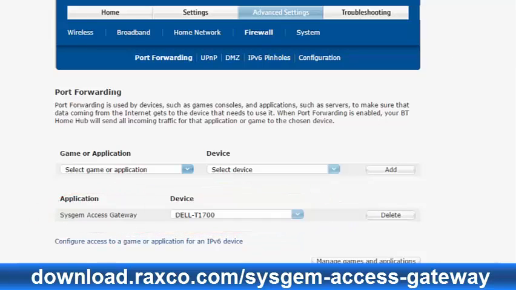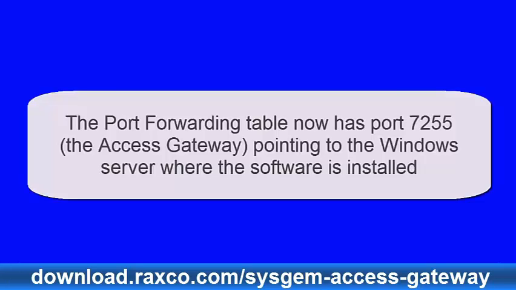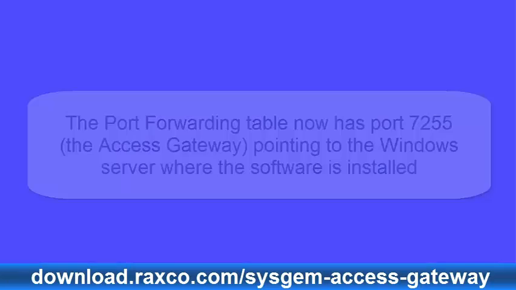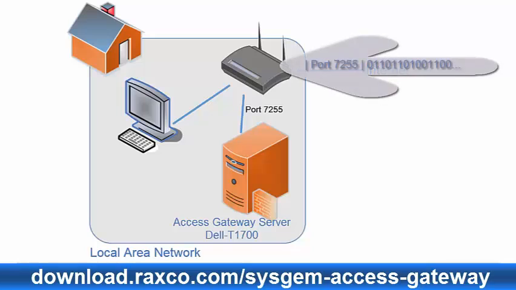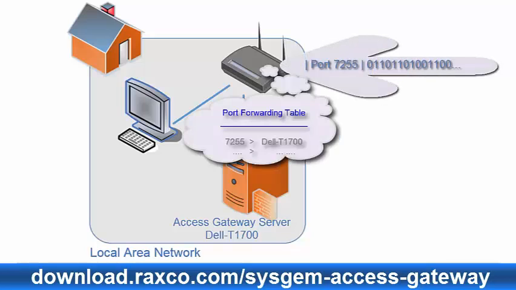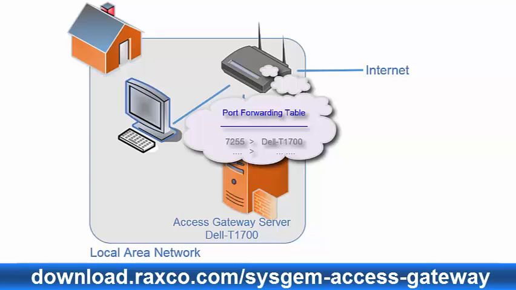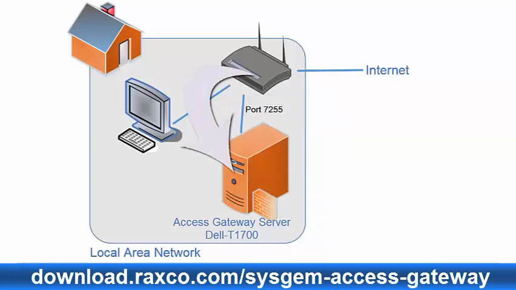Finally, we log out of the modem admin account by closing the browser window. Everything that is needed in the port forwarding table for the Access Gateway application is now complete. Messages now arriving at the modem tagged with the port number 7255 are directed by reference to the port forwarding table to the computer Dell T1700.